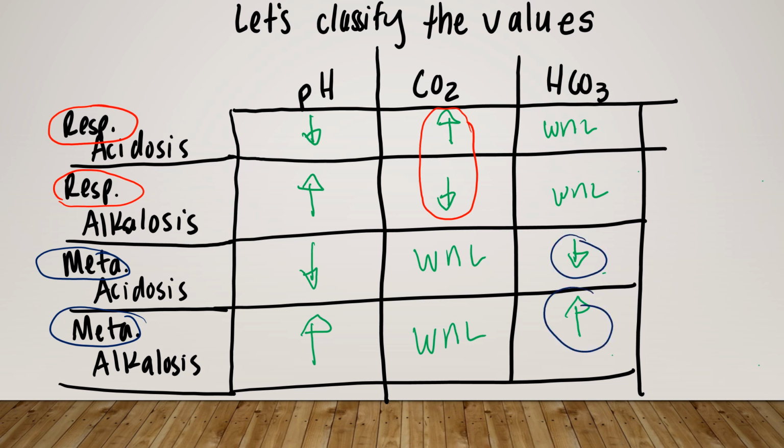This is the idea of where ROME comes from. So it's ROME: respiratory opposite, metabolic equal. That means respiratory opposite is your pH is low and your CO2 is high. In metabolic equal, if your pH is low, your bicarb is low. So that's what ROME is. I did not learn that in nursing school, but we talked about whether there is one way you like to learn something. ROME is one of those ways.